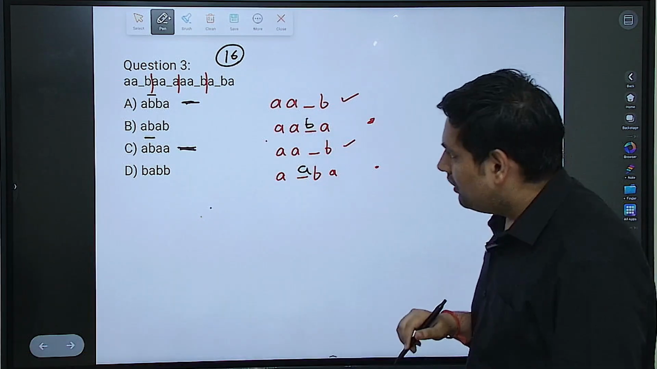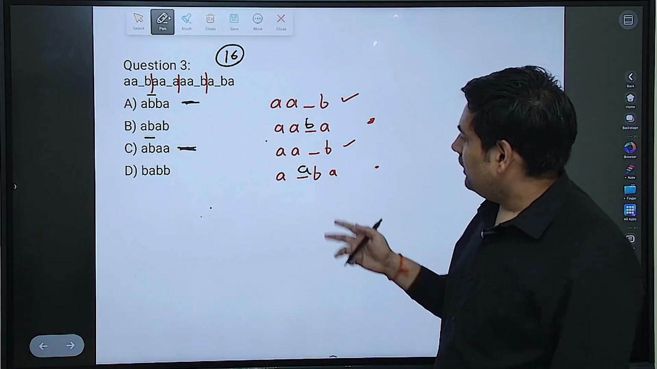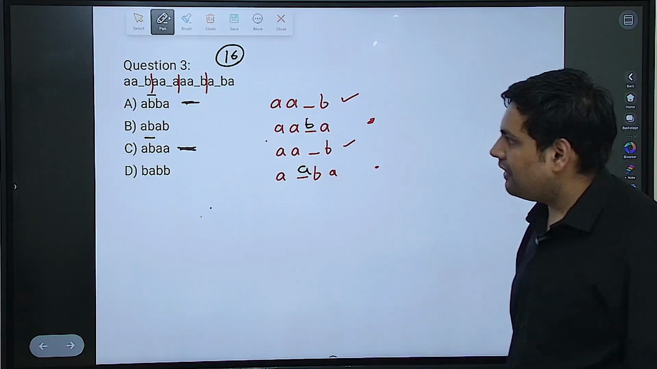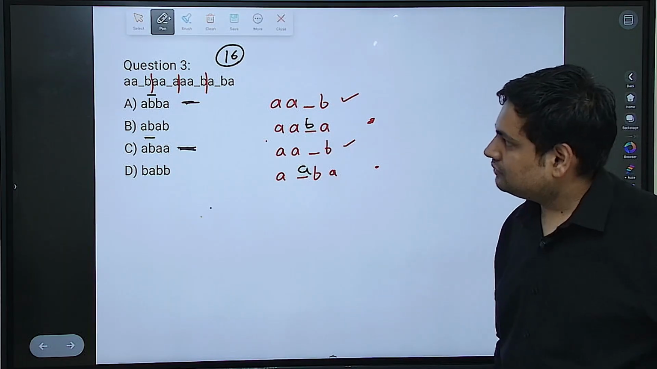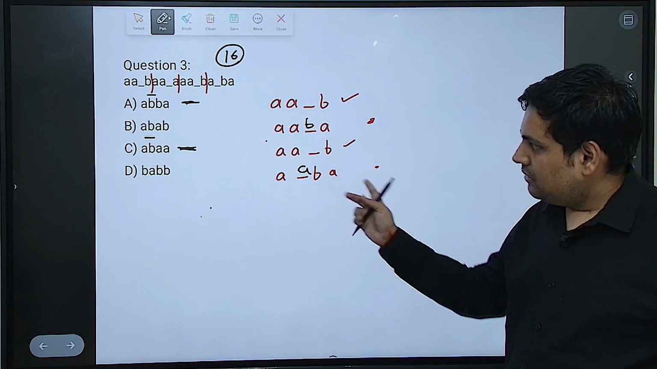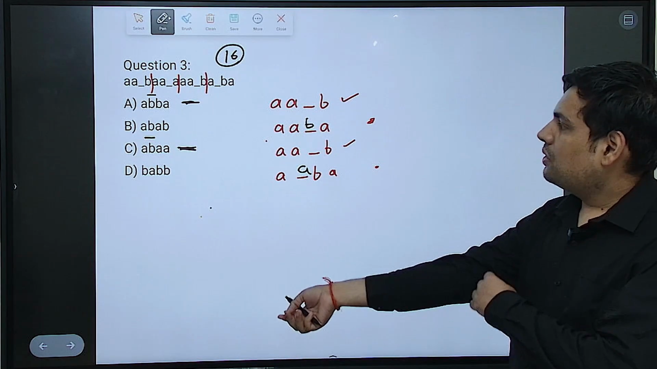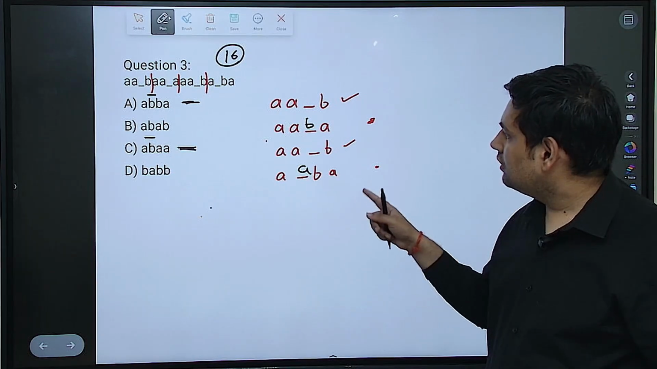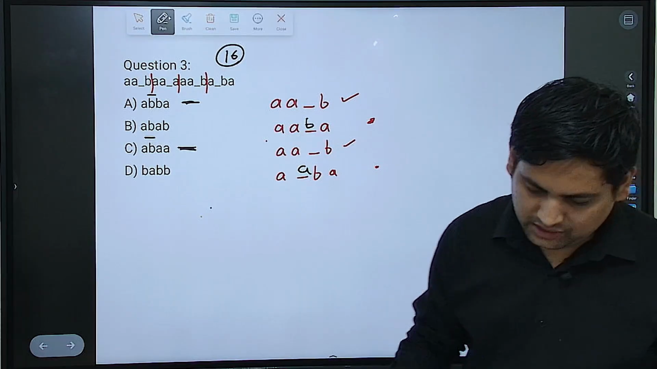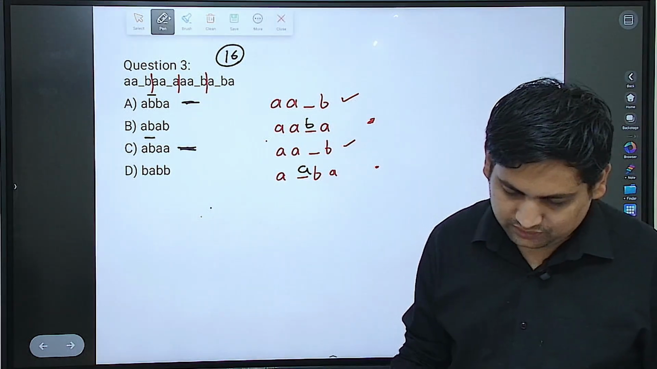Now what may be the pattern here? So double A, BA, double A, BA. Now here also, what can you have? In both of these, what are you getting? Double A, BA and double A, BA.